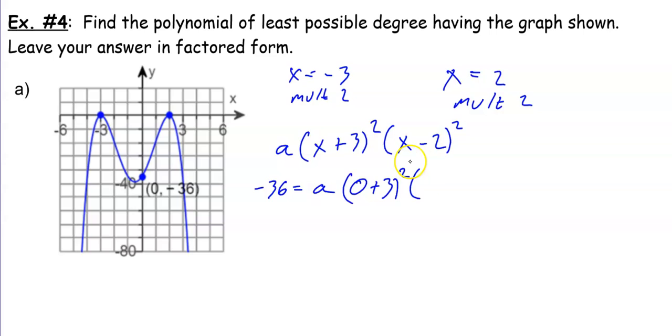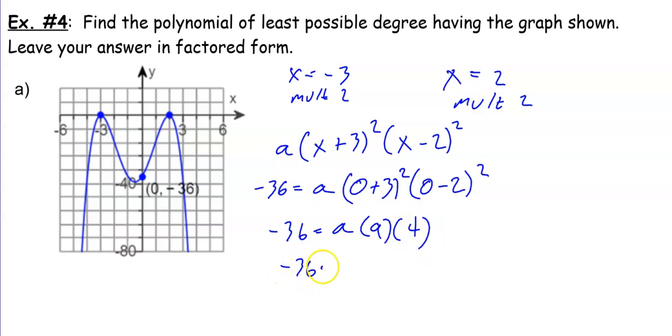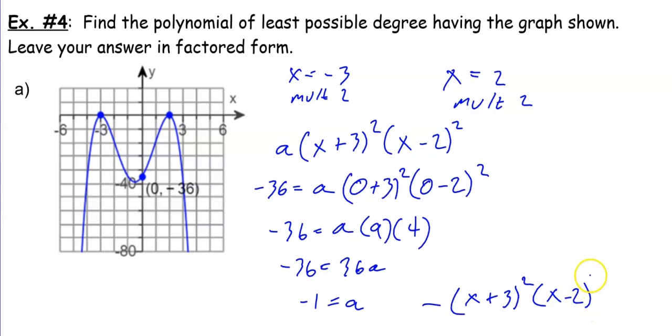And we're going to square that. X is again 0, and we're going to square this. So -36 equals a times 9 times 4. So -36 equals 36a. -1 equals a. So now we know what a is, and we can write our function. So a is -1. So we're going to say negative x plus 3 squared, x minus 2 squared. And that is what f of x equals.